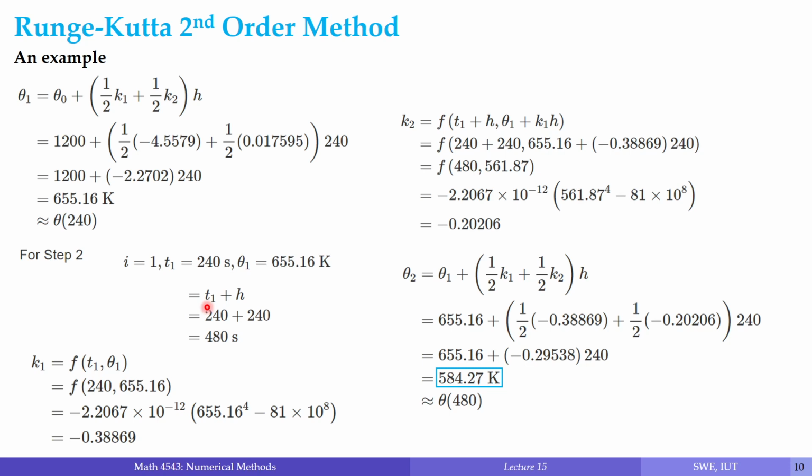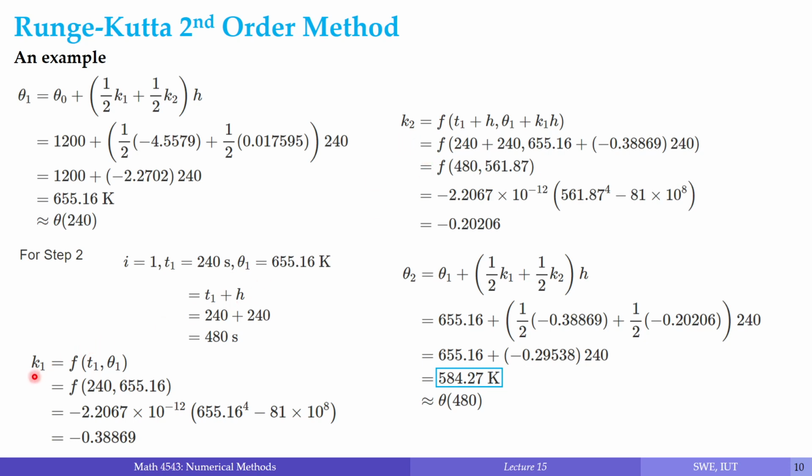We say that our t2 will be t1 plus h, right? So 240 plus 240, we get 480. Our value of i will of course be 1, and from our previous step we have found the value of theta 1 to be 655.16 kelvins, right? So now that we know all these values, we will use the same set of steps in order to come up with the value of k1 and k2 respectively.